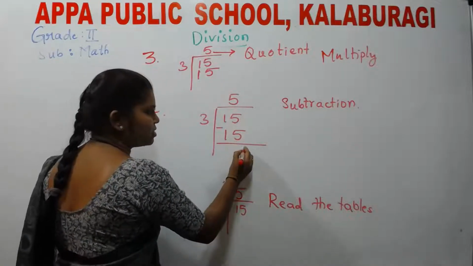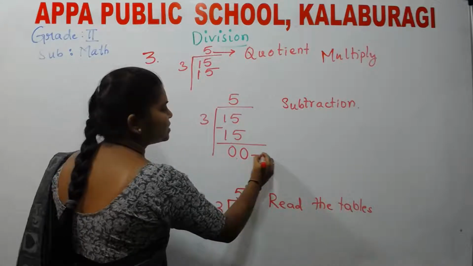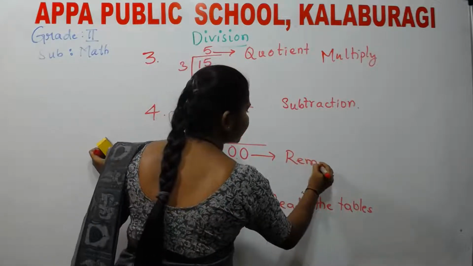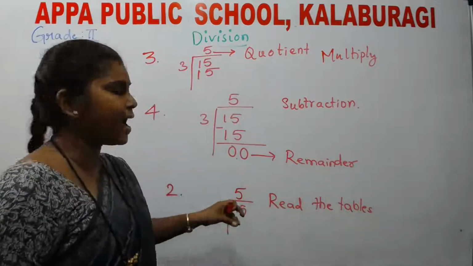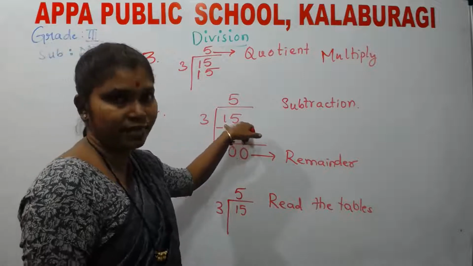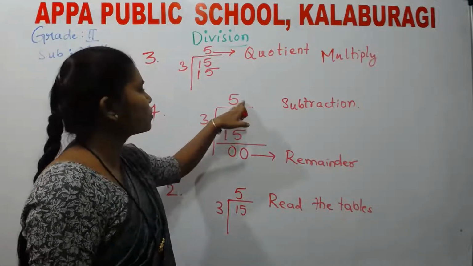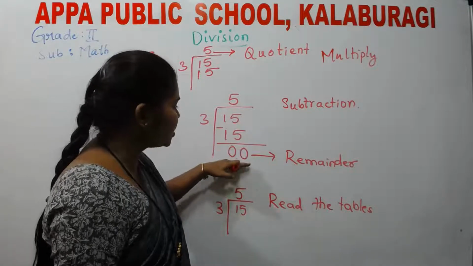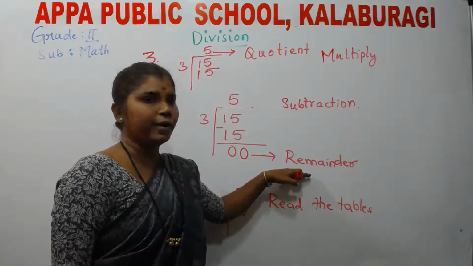5 minus 5 is 0. 1 minus 1 is 0. The answer we got is called the remainder. So 15 is called the dividend, 3 is called the divisor, 5 is called the quotient, and 0, the final answer, is called your remainder.